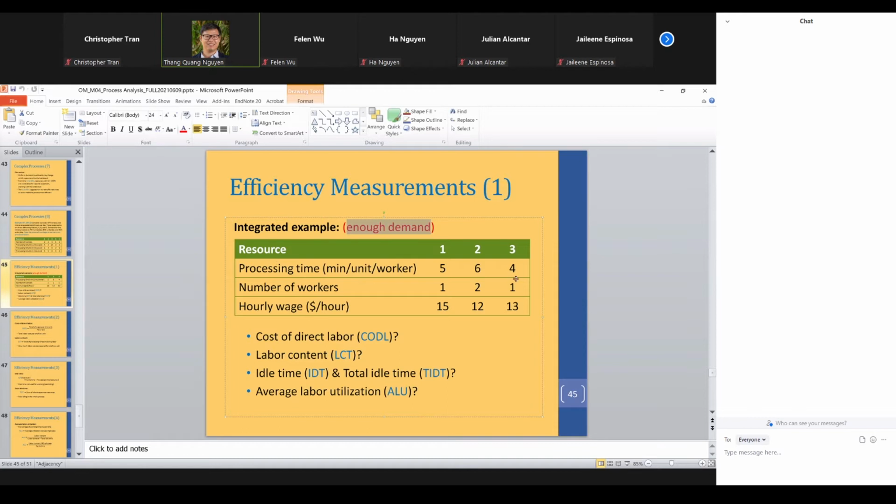We know the processing time. We have the number of workers, and there's something new here. It is an hourly wage, right? And we have to calculate the cost of direct labor. That's a new concept. Labor content, idle time, and total idle time, right? And finally, we have to calculate this very important measurement of efficiency. It is the average labor utilization. So we would work on this together.